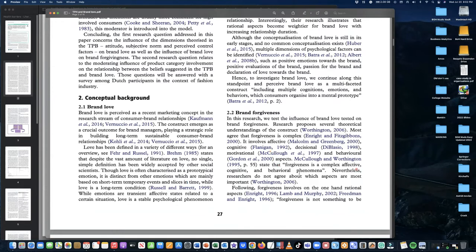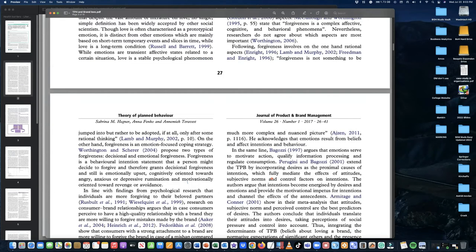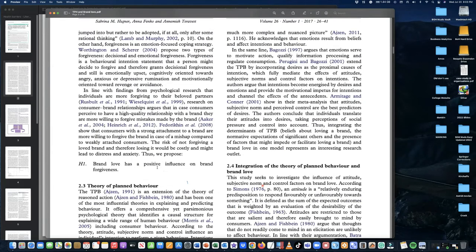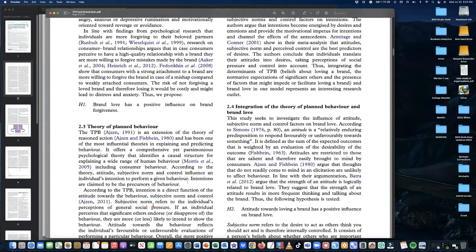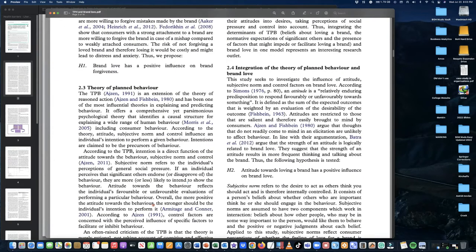They say that forgiveness is a complex affective, cognitive, and behavioral phenomenon. Nevertheless, they do not agree about which aspects are most important. Forgiveness involves, on one hand, rational aspects, and on the other hand, non-rational aspects. All this is about forgiveness. So he's saying that brand love has a positive influence on brand forgiveness. When it comes to the theory of planned behavior, it is an extension of the theory of reasoned action, which was all developed by Ajzen. So you see Ajzen 1991, I told you about it.